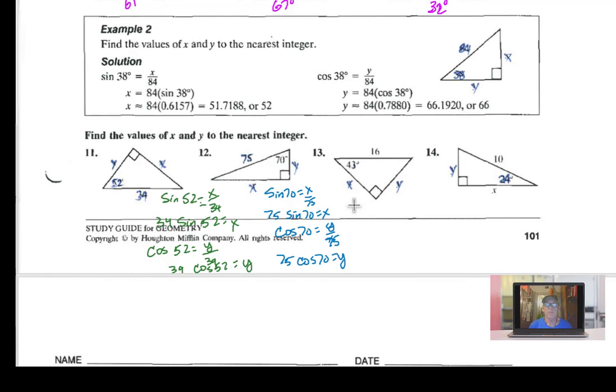Let's look at number 16. 43 is our reference. Y is opposite. X is adjacent. So that's going to be cosine for x. Cosine 43 equals x over 16, or 16 cosine 43 equals x. Now for the y is an opposite. We have opposite hypotenuse. This can be sine. Sine 43 equals y over 16, or 16 sine 43 equals y.